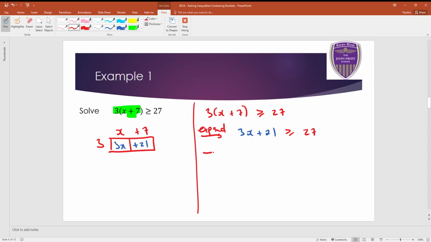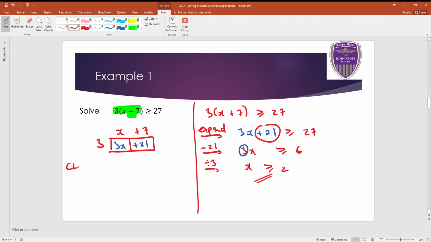And we should know the steps now. Remember, because this is positive 21, I will take it away instead, do the inverse operation. And 27 take away 21 is 6. And then remember, to get rid of the 3, I will just divide by it. And 6 divided by 3 is 2. So I think that x is greater than or equal to 2.